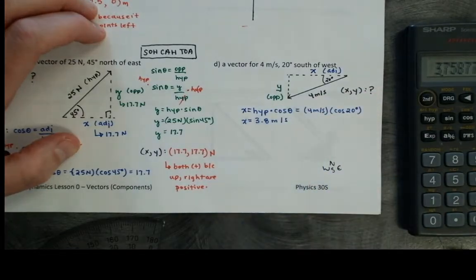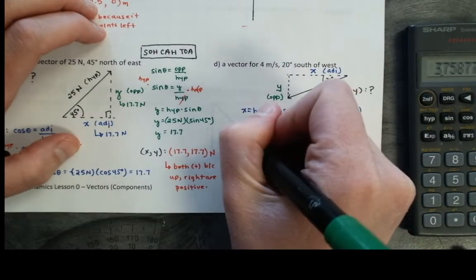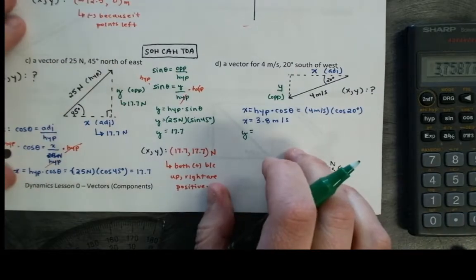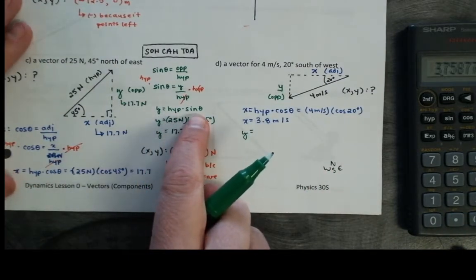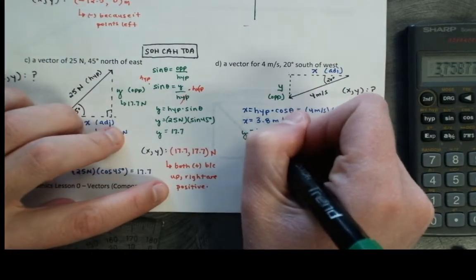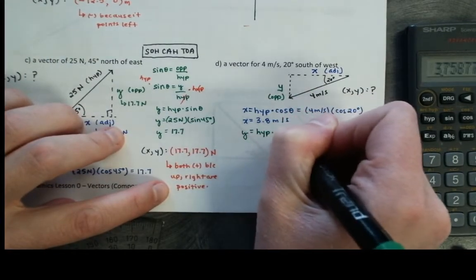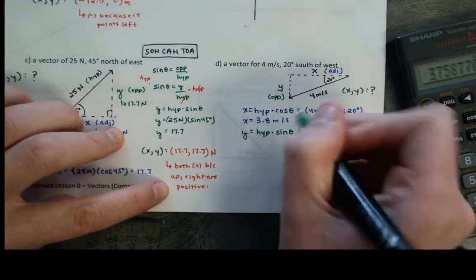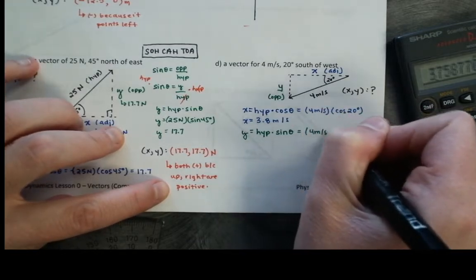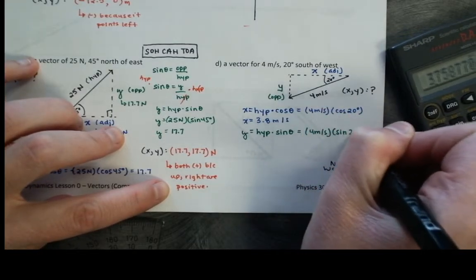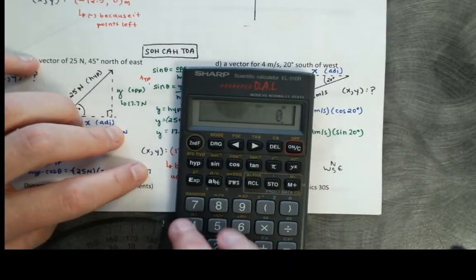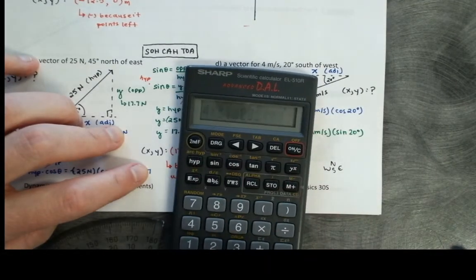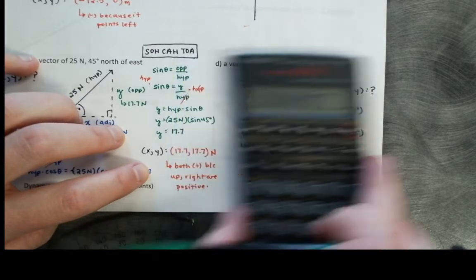Okay, let's do the same for y. Now instead of having to always do the work every time, y is always going to be hypotenuse times the sine of theta. So hypotenuse times sine of theta, 4 meters per second times sine of 20 degrees. Our y is 1.4.